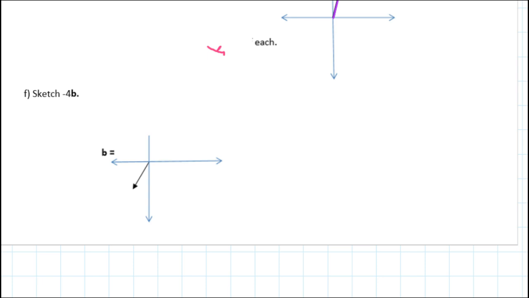And I'm going to draw myself a new vector. But now I know that it will have the correct direction and length. And there it is. Let's see, can I erase my little guide points? Perfect. So this is a nice sketch of the vector negative 4B. The negative put it in the opposite direction, and the 4 made it 4 times as long.